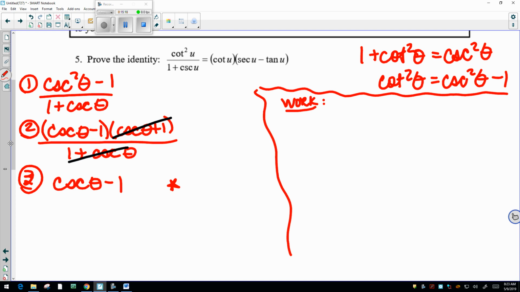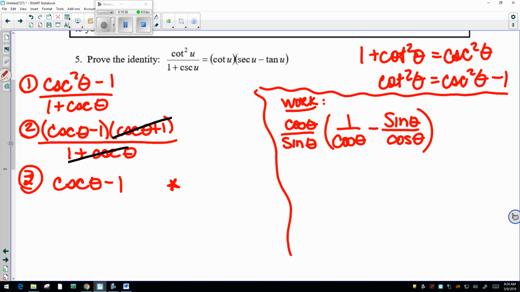So this is planning. I'm going to take cotangent and turn that into cosine over sine, because remember, that's always a good strategy to use when you're stuck, when you don't know what to do. Secant, we have 1 over cosine. And tangent, we have sine over cosine. So I can see this is going to simplify if I rewrote that. That's really going to be the fraction 1 minus sine over cosine.